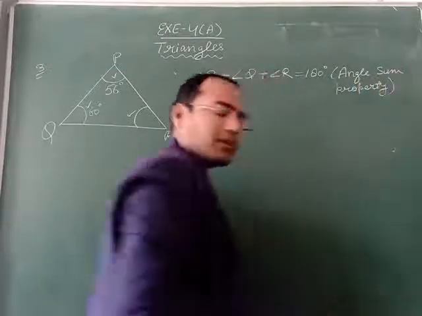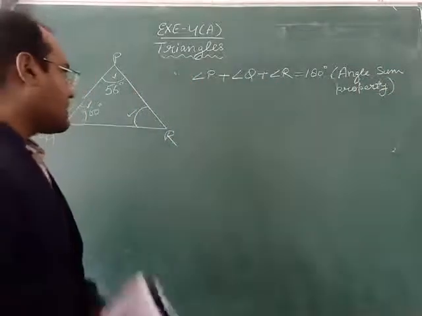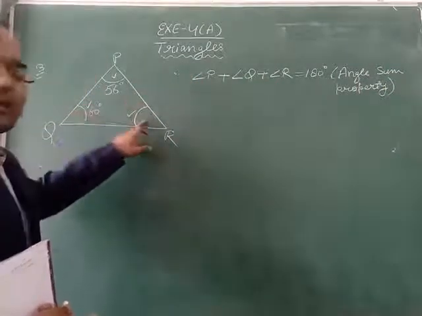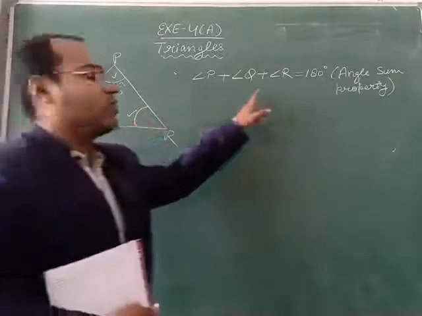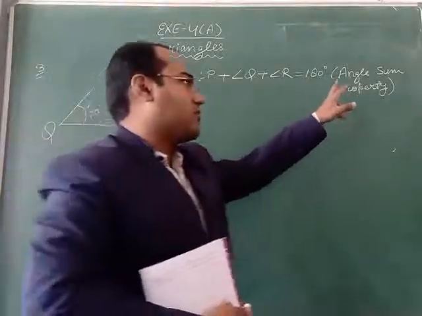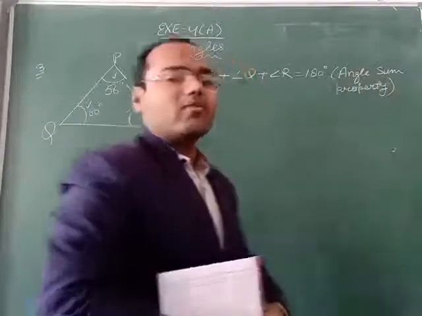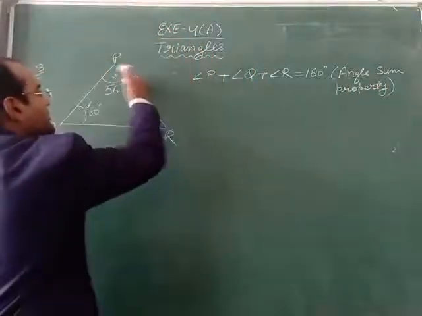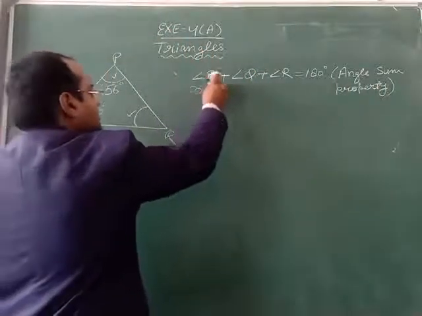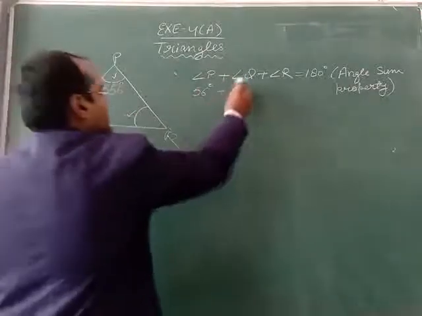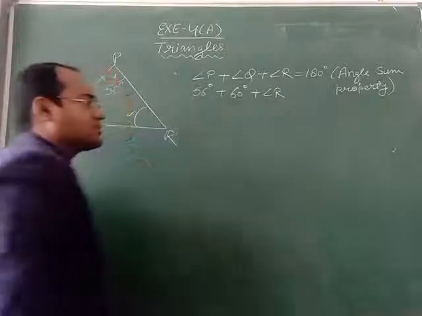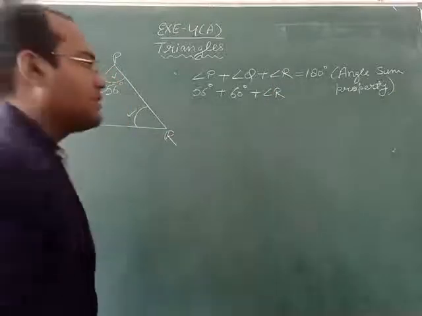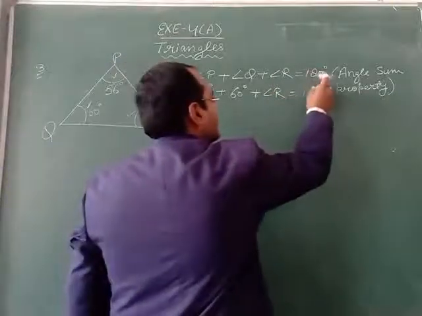So what is this property? The property is that when we add all the three angles of a triangle, the sum of all the three angles will be equal to 180 degrees. The name of the property is angle sum property. Now we have to put the value. P is 56 degrees, Q 60 degrees, R we don't know, it is not given in the question, we have to find, is equal to 180.